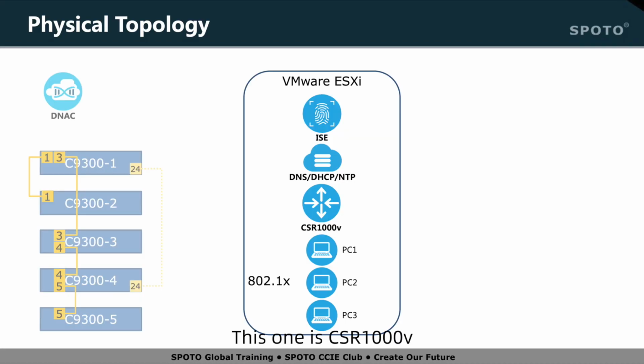This one is the CSR1000V. This is a router. If you need inter-VN communication or BGP, then you actually need a fusion router. And everything in this diagram is a component that we need for this lab.